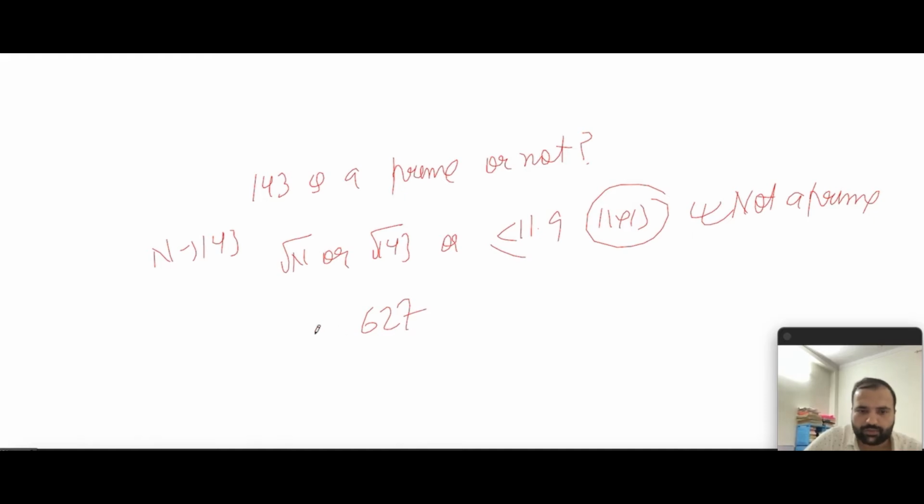Let's say we take 627. So this is n. We need to see if it is a prime or not. So first of all, we take the square root of this. We know 25 squared is 625, so it should be around 25.1. So we can check all the prime numbers before 25.